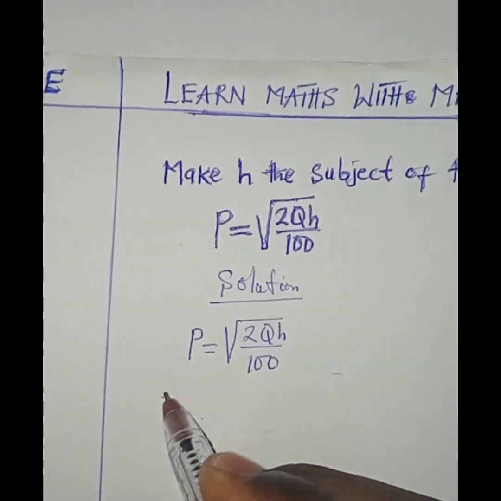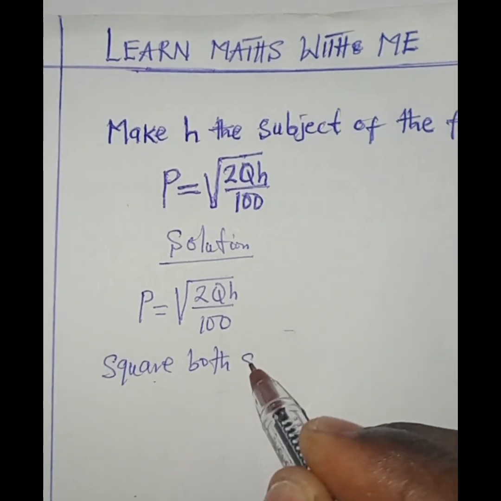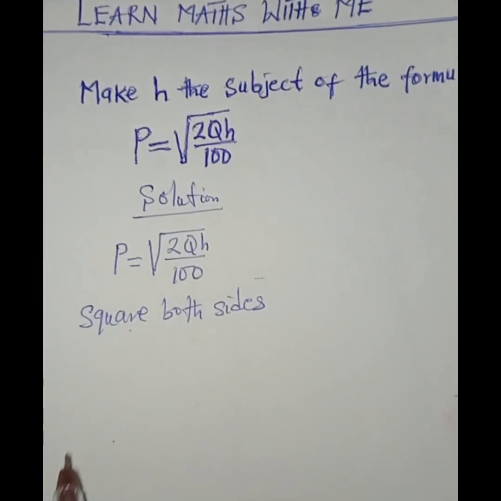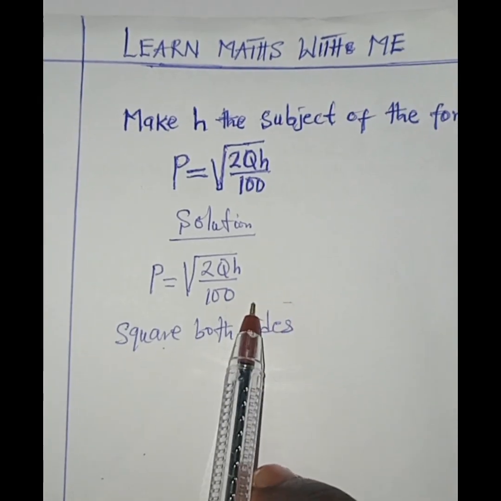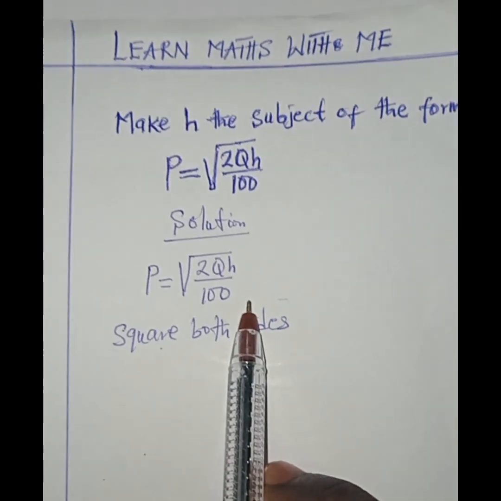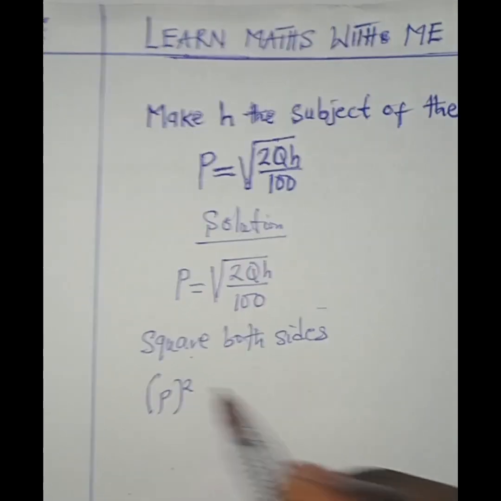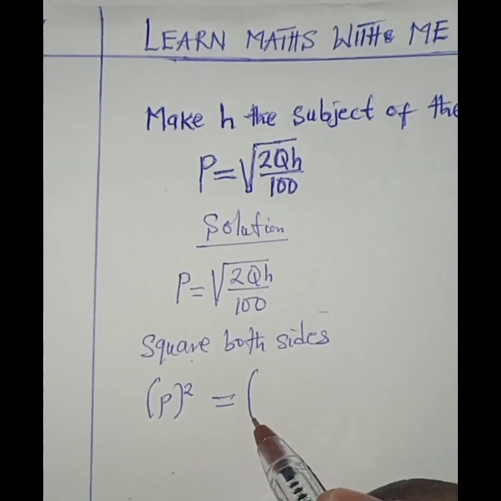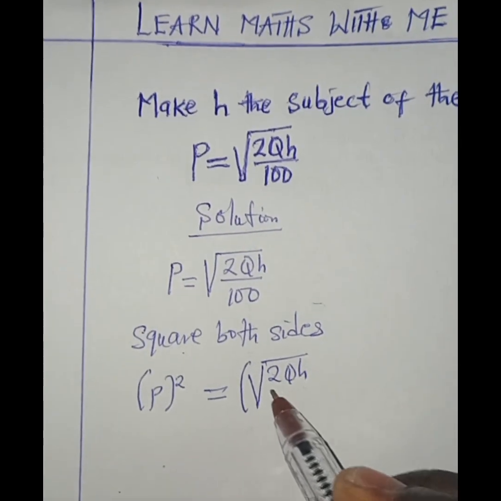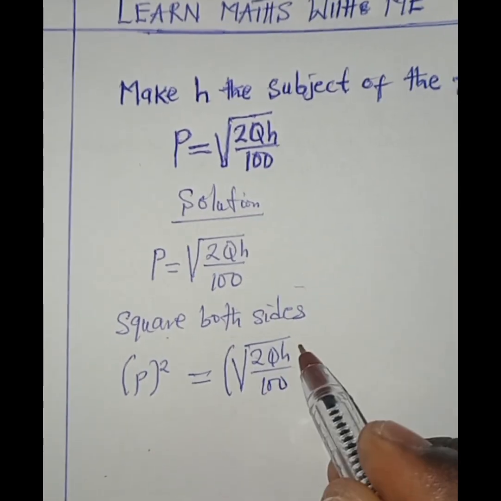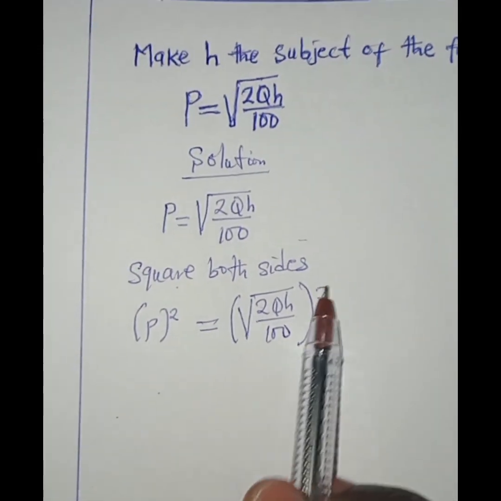Now, you say square both sides. Square both sides means square P and also square everything on the right hand side of the question. So now if you square P, you have P in bracket squared, right? Now everything on this side in bracket, that is 2qh all over 100, raised to the power of 2. Now remember, it's a rule in mathematics.